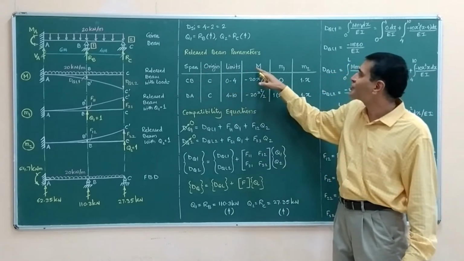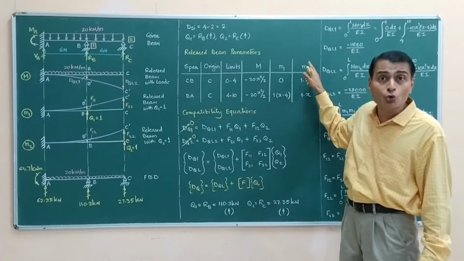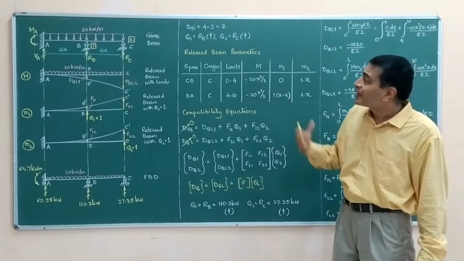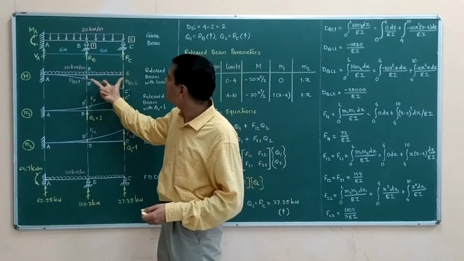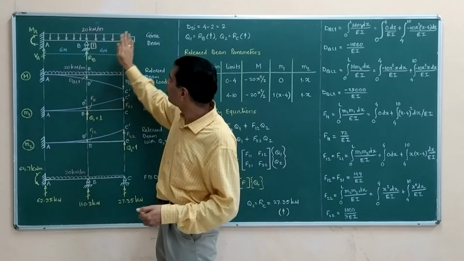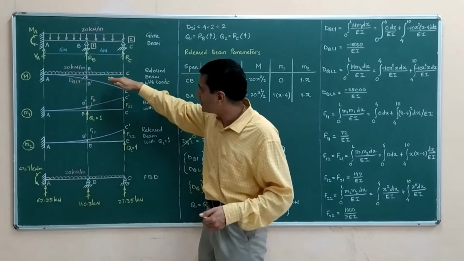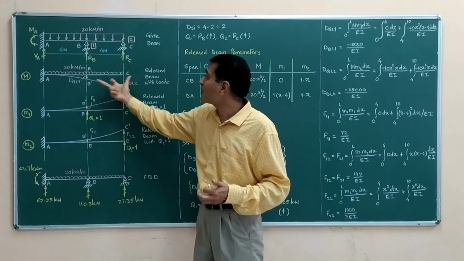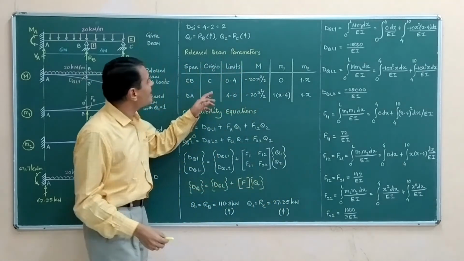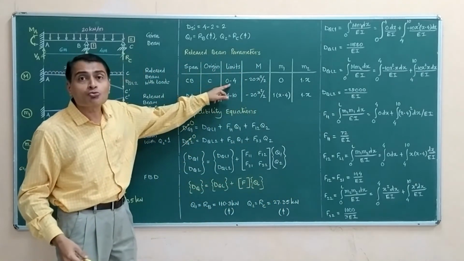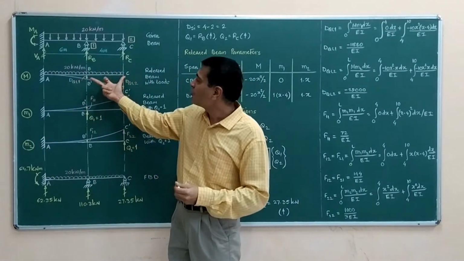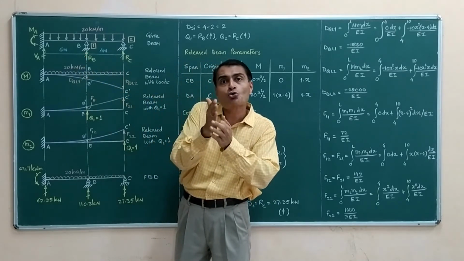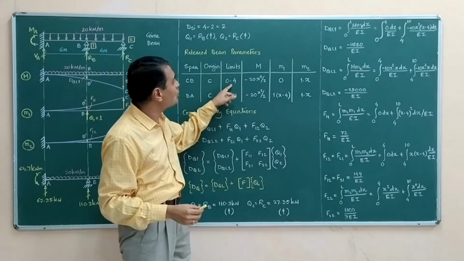Span, origin, limits, M1 and M2 now. There are two redundants. There are two spans, span CB, span BA. Now I don't need to look at this original beam. I am solving this as M diagram, this as M1 diagram, this as M2 diagram. So for span CB, I choose C as origin. Limits will be 0 to 4. That is this distance. When my section moves from C point to B point, I have covered 0 to 4 meters. That's why limits are 0 to 4.